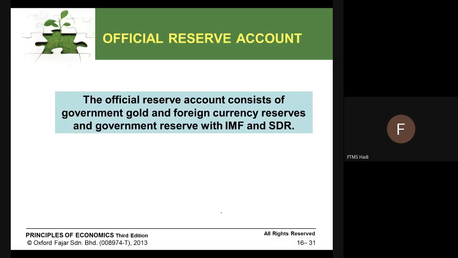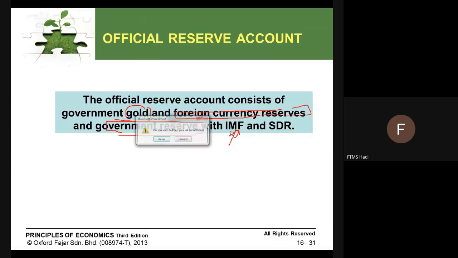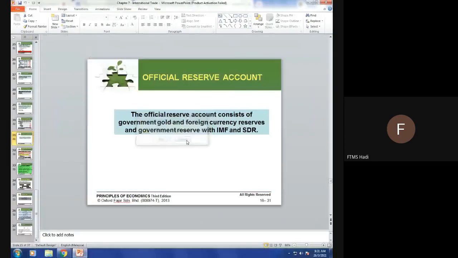And then the last one, the official reserve account, consists of government gold, because each country has its own gold, foreign gold and foreign currency reserves, and government reserves with the IMF and SDR. For your information, IMF means International Monetary Fund. SDR, let me check what SDR means.